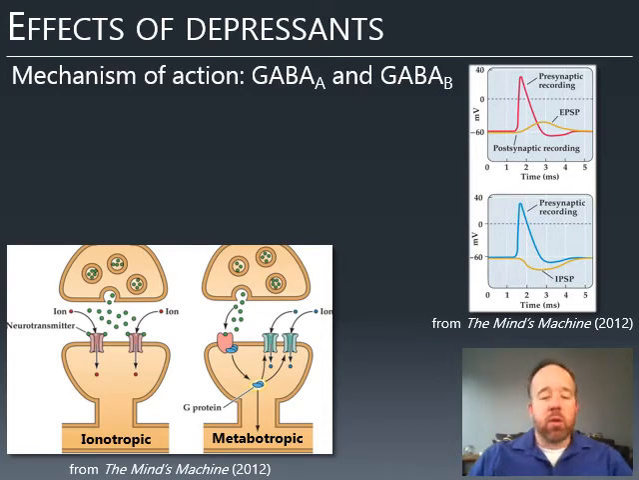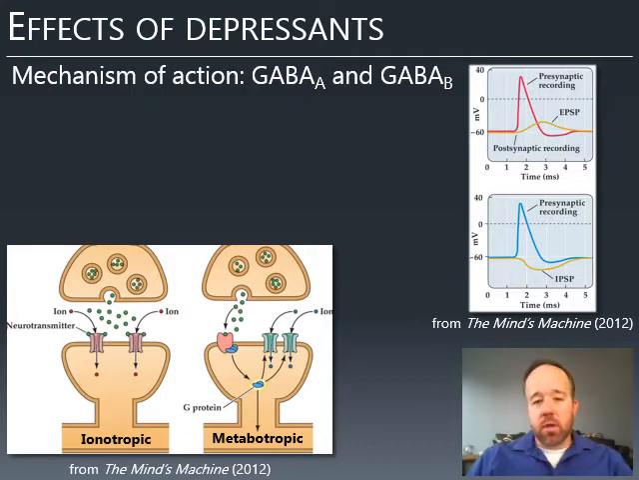The metabotropic receptors often start complex chemical cascades inside the postsynaptic neuron. Ionotropic receptors are simple and they're very fast. They just let in ions. Metabotropic receptors are slower, but they can have longer-term effects. This is important when we talk about different time courses for different drugs. It's often a function of which kind of receptor the depressant binds to.